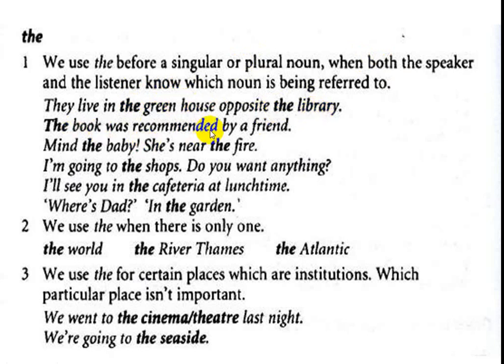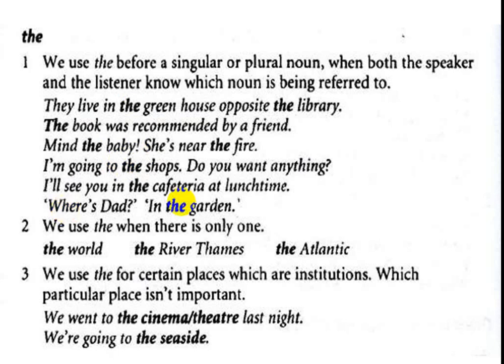The book was recommended by a friend. We know what book. The book. Mind the baby. She's near the fire. I'm going to the shops. Do you want anything? I'll see you in the cafeteria at lunchtime. Where is Dad? In the garden. So the is used before a singular or plural noun, when both the speaker and the listener know which noun is referred to.